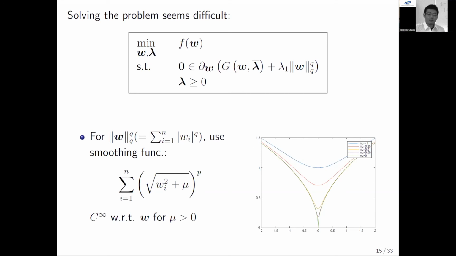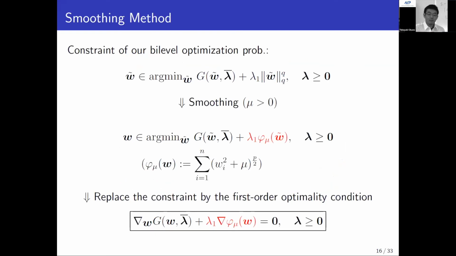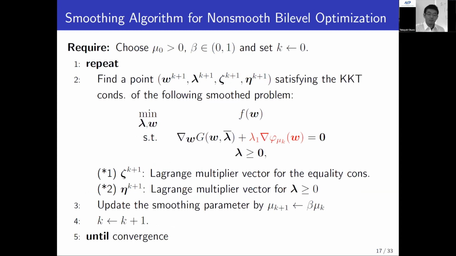Using this function, our smoothing method is described like this. The idea of the smoothing method is to replace this part with phi mu, the smoothing function I mentioned in the previous slide. Furthermore, we replace this constraint with its first order optimality conditions. Because phi mu is smooth, we can describe it as a nonlinear equation like this.